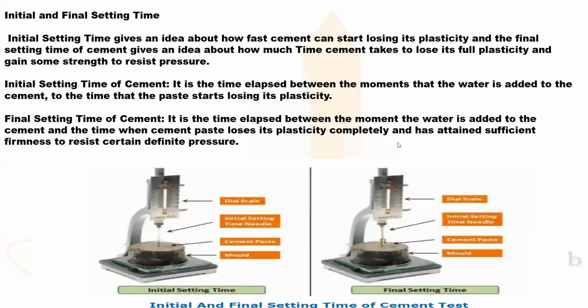Initial setting time of the cement: it is the time elapsed between the moment that water is added to the cement and the time the paste starts losing its plasticity. Final setting time of the cement: it is the time elapsed between the moment water is added to the cement and the time when the cement paste loses its plasticity completely and has attained firmness to resist a certain definite pressure.